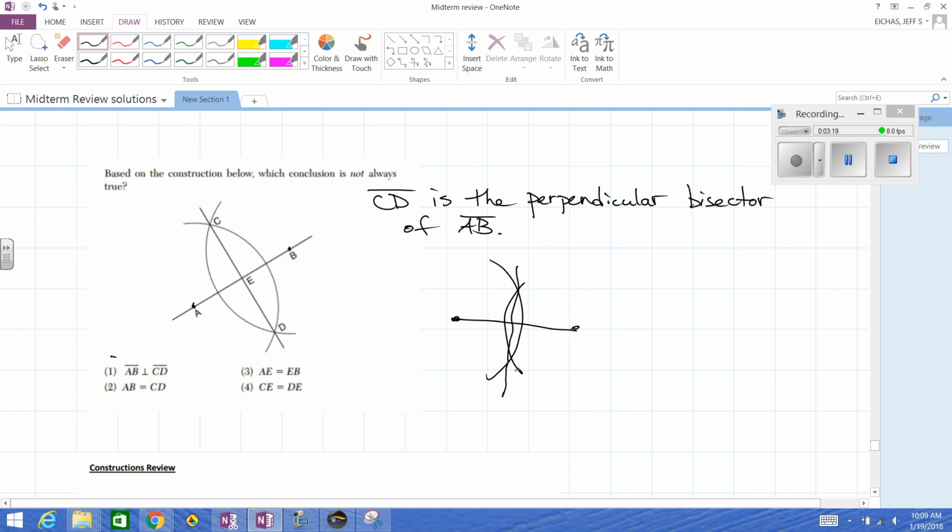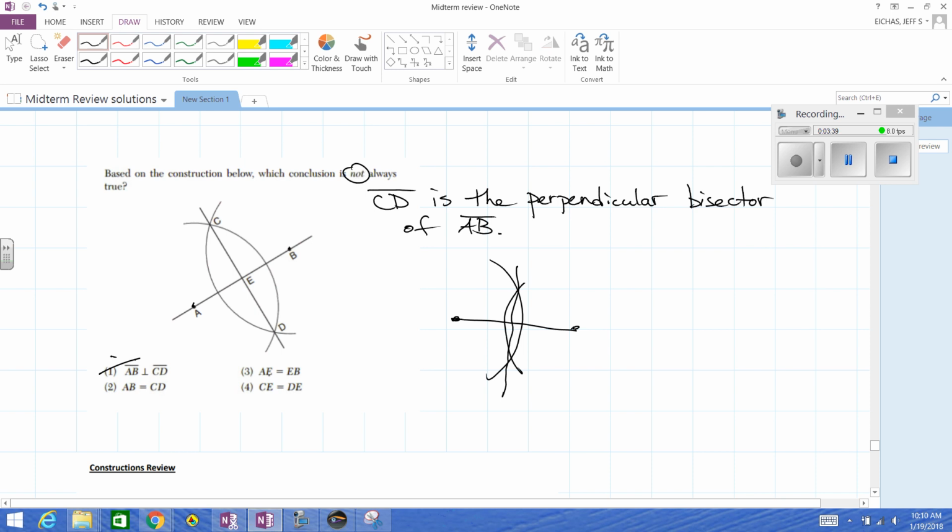It might not always be the center. It won't be the center if you use different size circles. But this is going to happen. We want which one does not happen. Is AB going to be congruent to CD? Maybe not. That might not happen. So I'm going to probably say no to that, but I don't want to do it just yet.